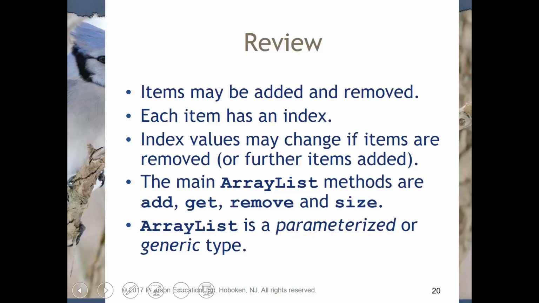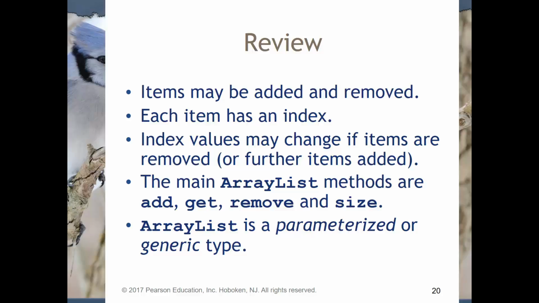Continuing our review of Chapter 4, you see below the items in an array list may be added and removed at will. You can add in any order, you can remove in any order that you want. Each item has an index number associated with it. Remember, it always starts with a 0. Index values may change if items are removed.